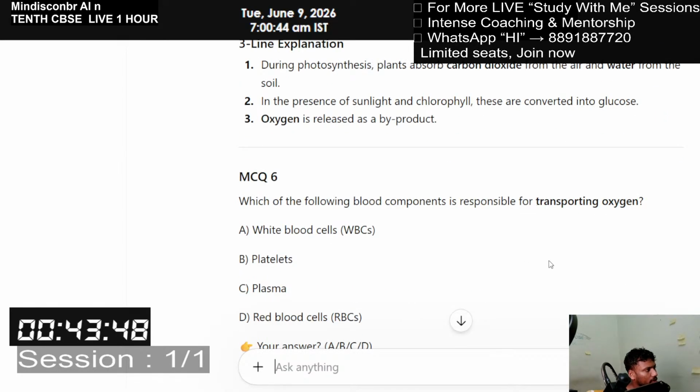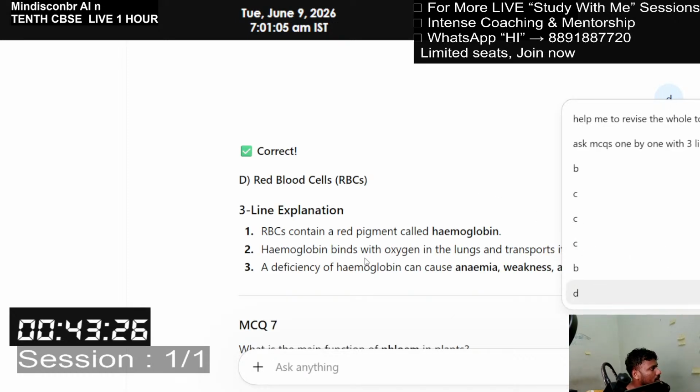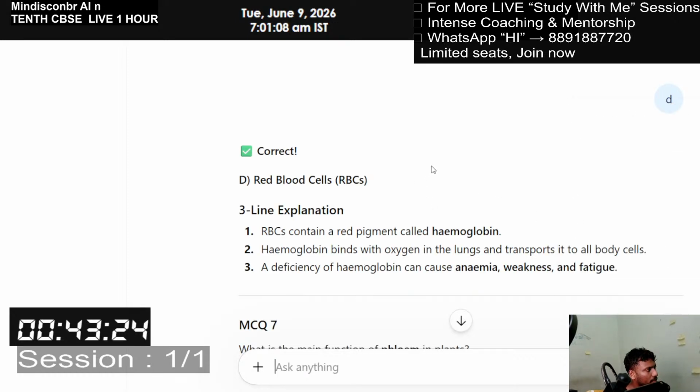Which of the following blood components is responsible for transporting oxygen? WBCs, platelets, plasma, RBCs. RBCs. The RBCs contain a red pigment called hemoglobin. Hemoglobin binds with oxygen in the lungs and transports it to all body cells. A deficiency of hemoglobin can cause anemia, weakness, and fatigue.